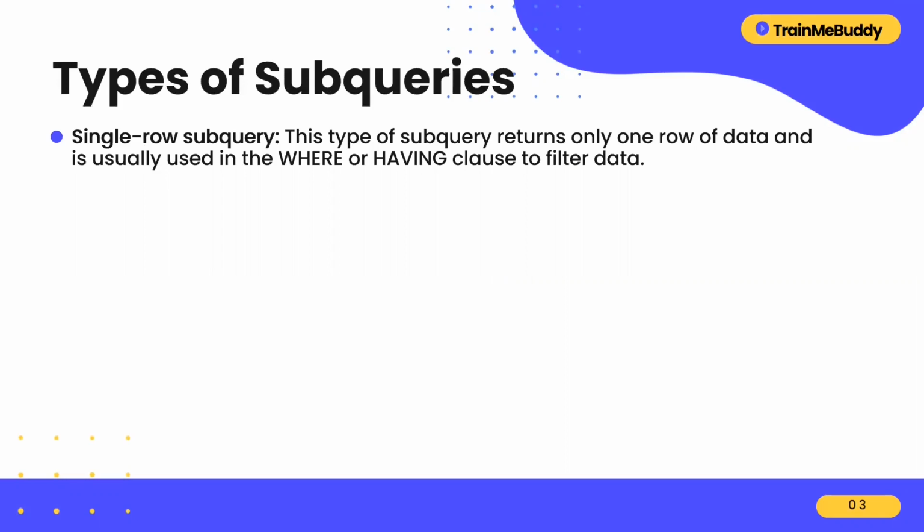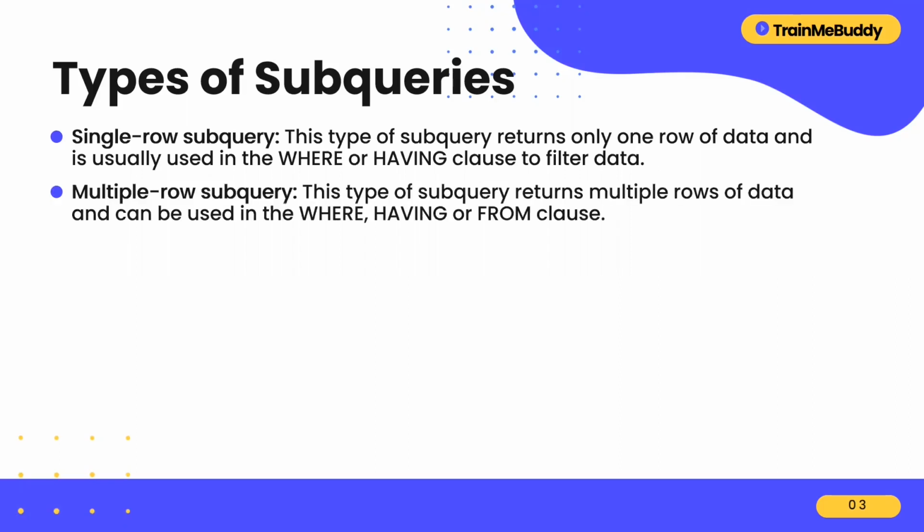Now we know the basics about the subquery. So let's understand different types of subqueries. We have different types of subqueries such as single row subquery, which returns only one row of data and is usually used along with the where or having clause to filter data. Then we have the multi-row subquery. This type of subquery returns multiple rows of data and can be used in where, having, or from clauses.